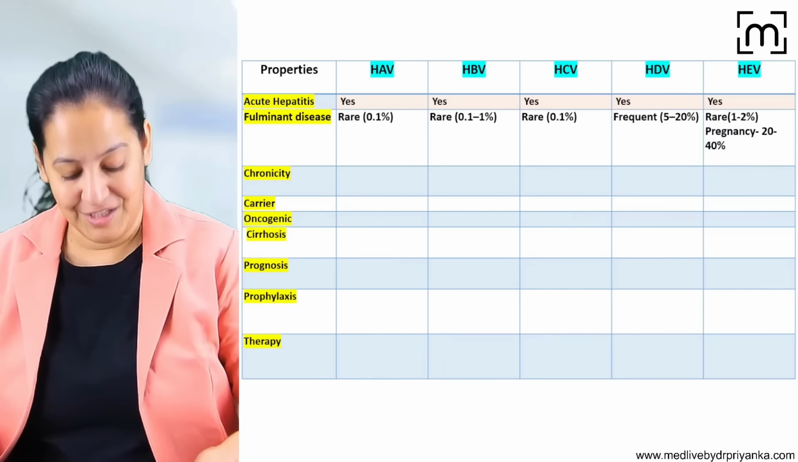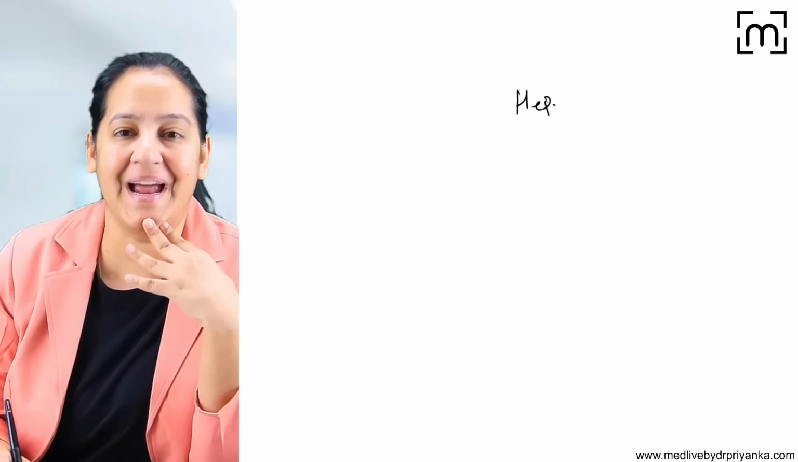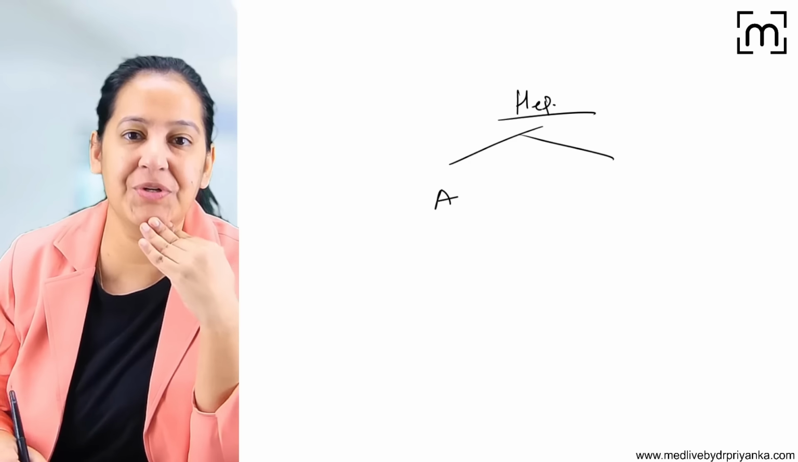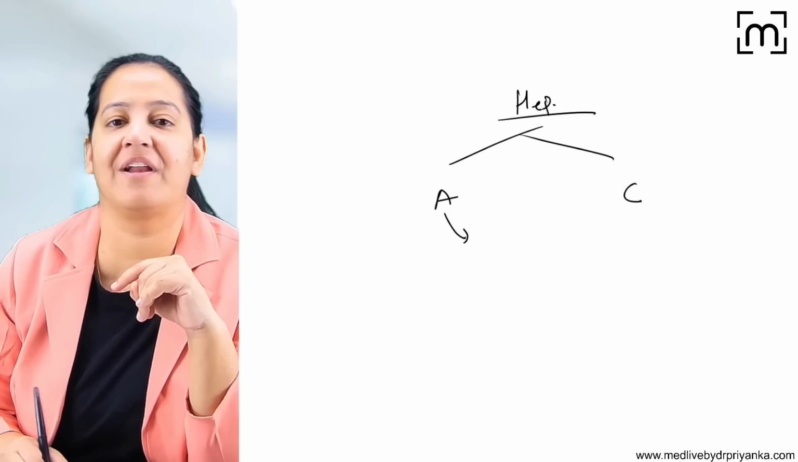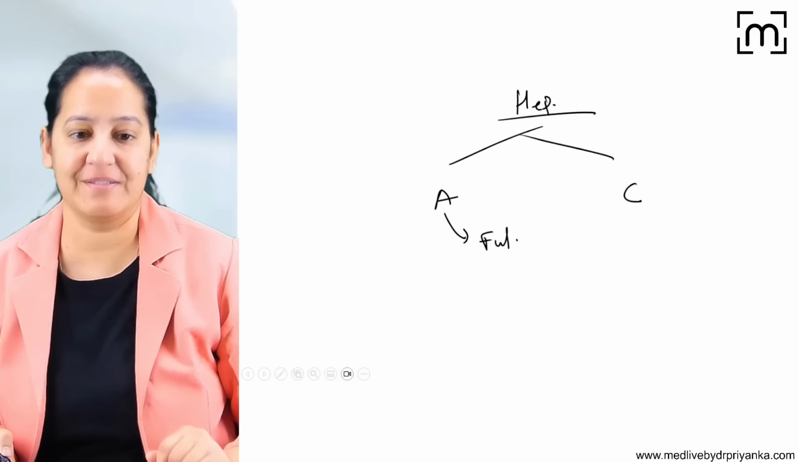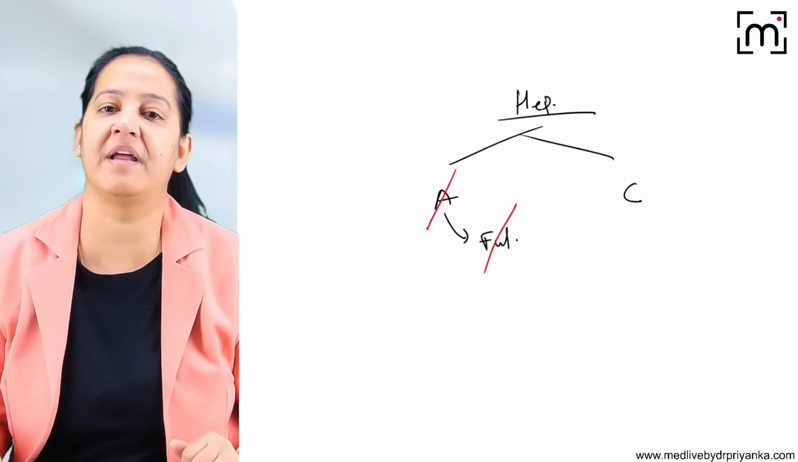Now after that, tell me what I'm teaching you. What is the topic? I'm teaching you hepatitis. Hepatitis is of two types, acute and chronic. The most severe form of acute is known as fulminant. So you can see there are three types of hepatitis: acute, a severe version of acute that is fulminant, and chronic.